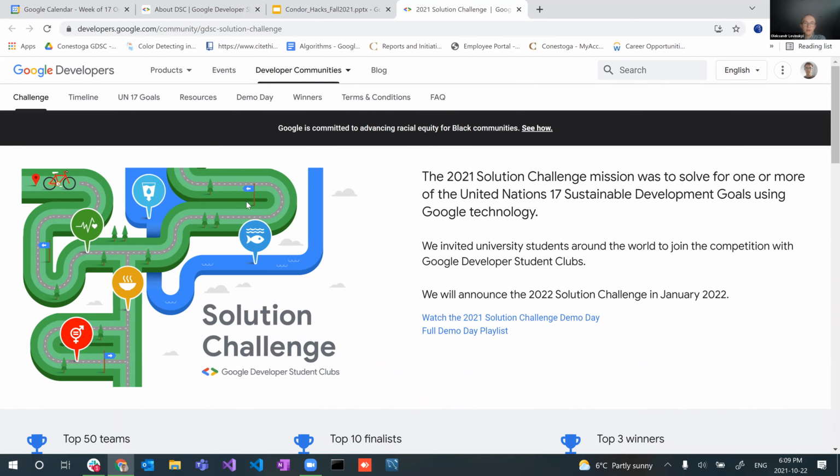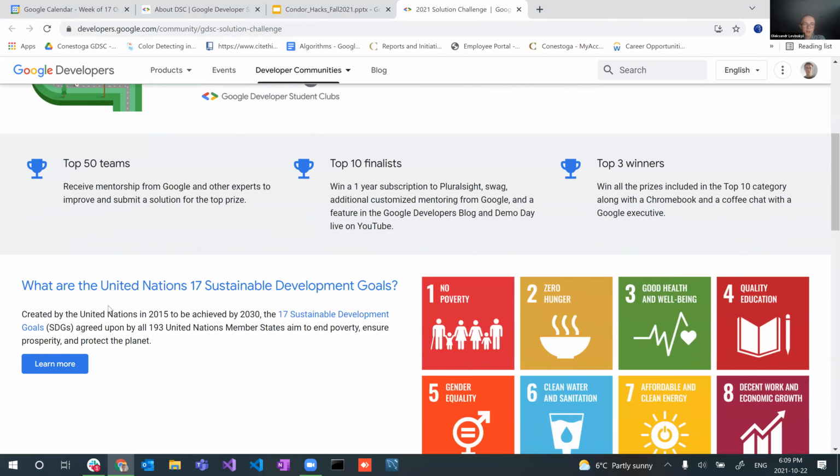What Solution Challenge is, it's a Google initiative, and the purpose of it is to solve one of the United Nations' 17 Sustainable Development Goals.